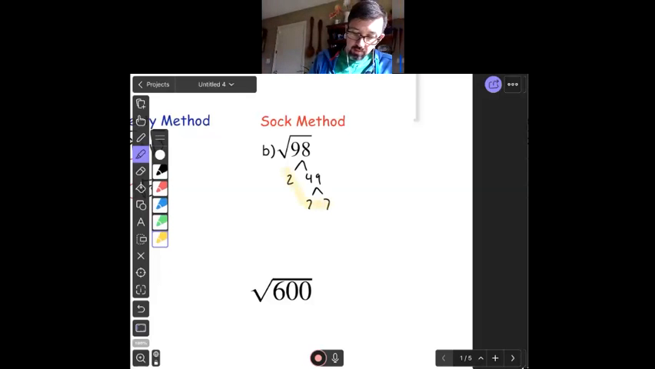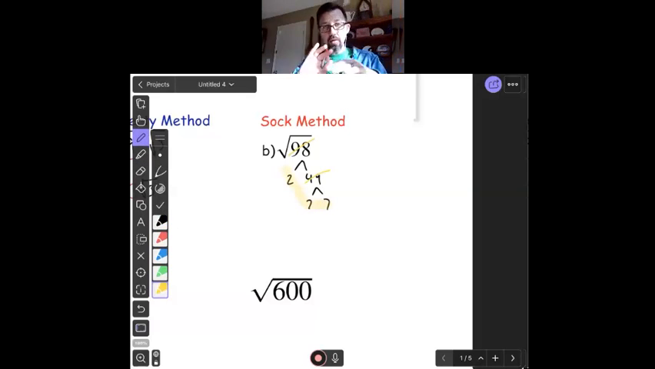Okay? The 98 and the 49 were broken apart. They're gone. We're purely looking at the 2 and the 7s. So there's our little sock. What we do after we get it all broken down to primes is we go looking for pairs. Remember, this is a square root, so in order for something to come out of this, it has to be a perfect square.